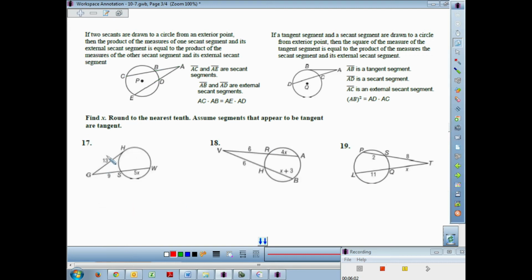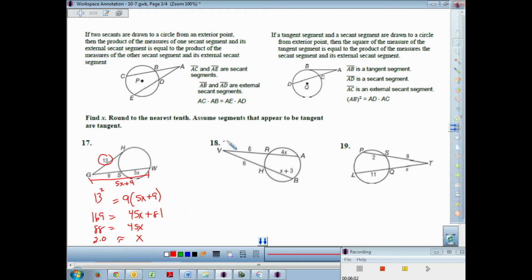Here again, since that's a tangent, we got to square that dude. So 13 squared, and that'll equal the whole bad boy times the outside guy. So that's going to be 9 times 5x plus 9. 13 squared is 169, and that'll equal 45x plus 81. And then we will subtract 81 is the next move, and that turns out to be an 88. And then divide by 45 and round to the nearest tenth. X is about 2.0.